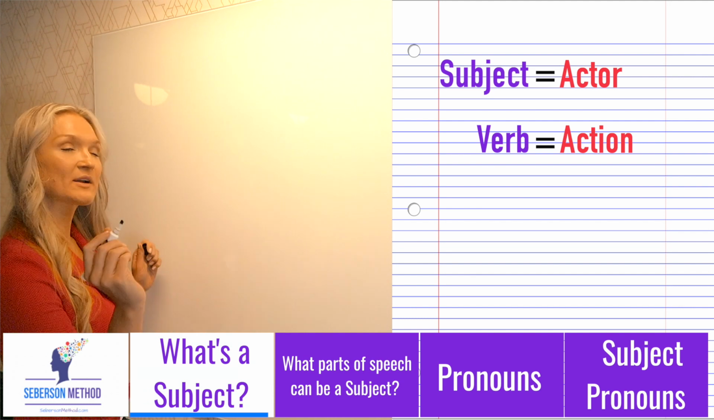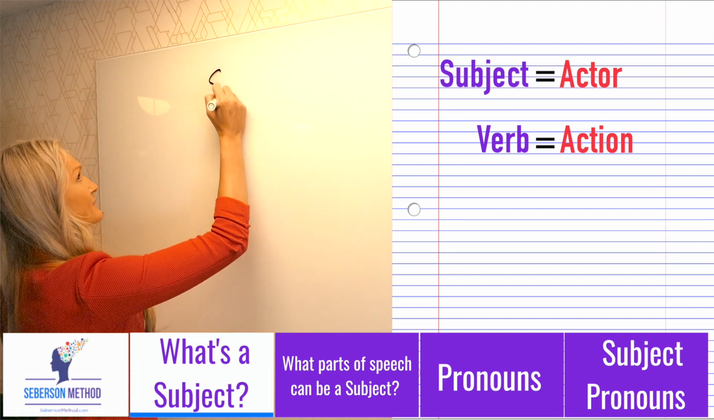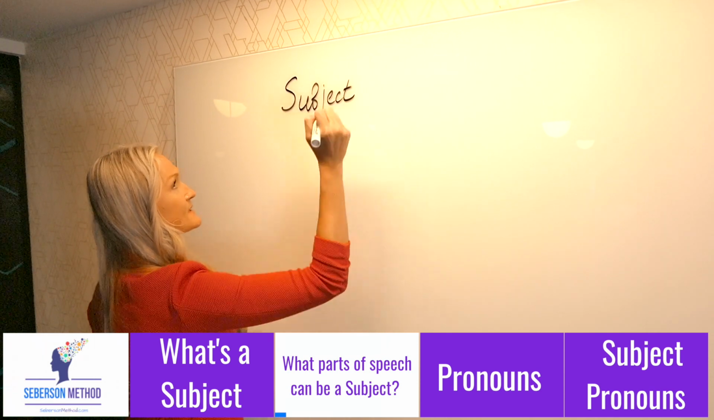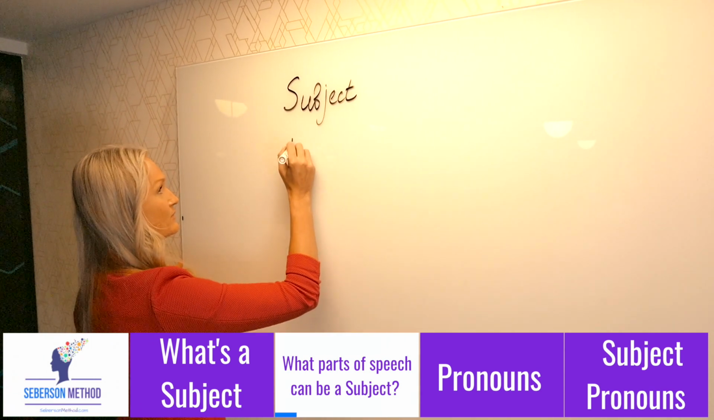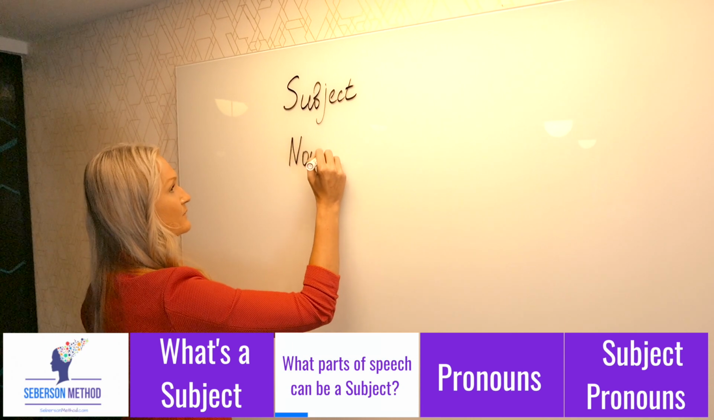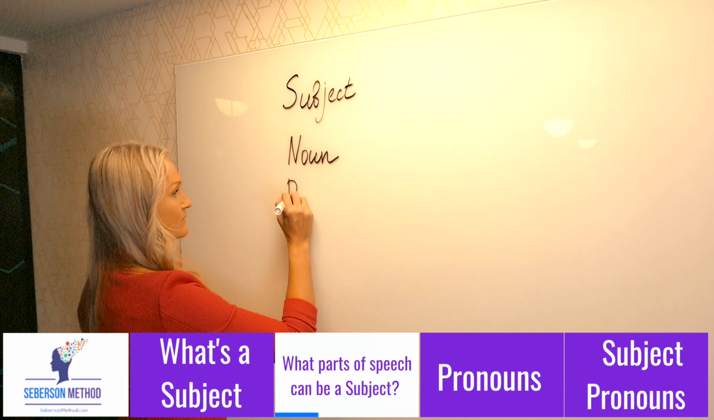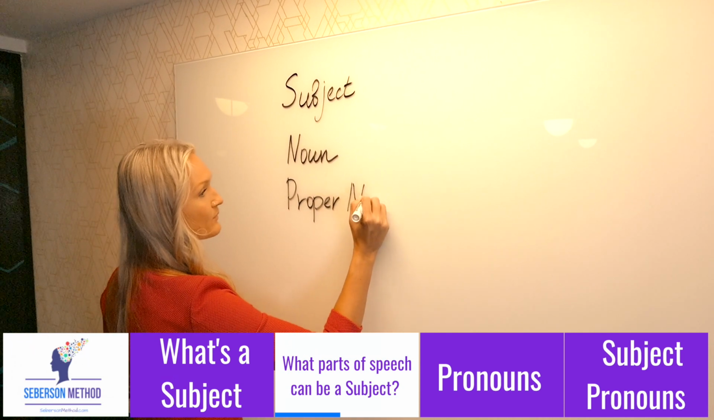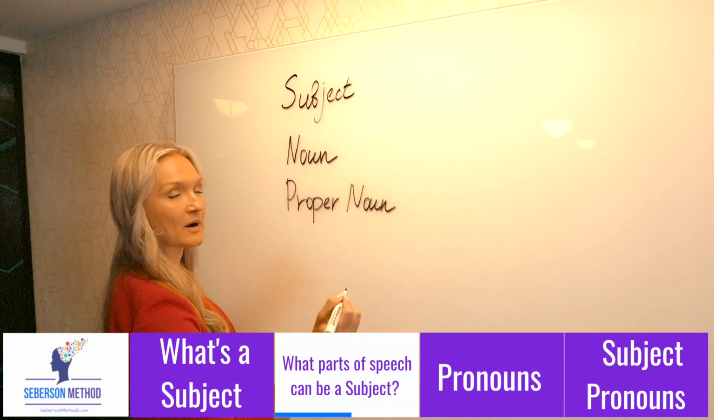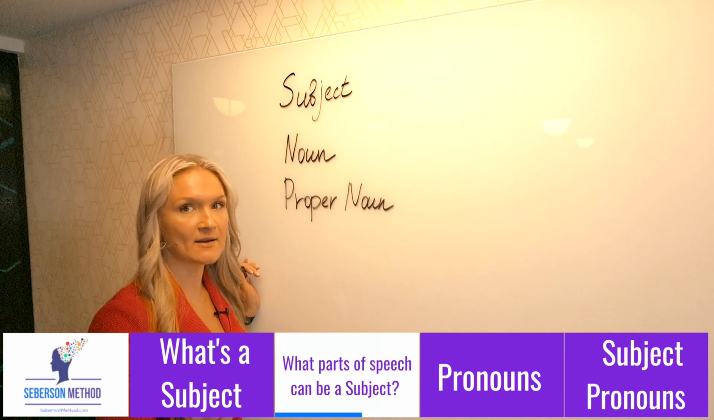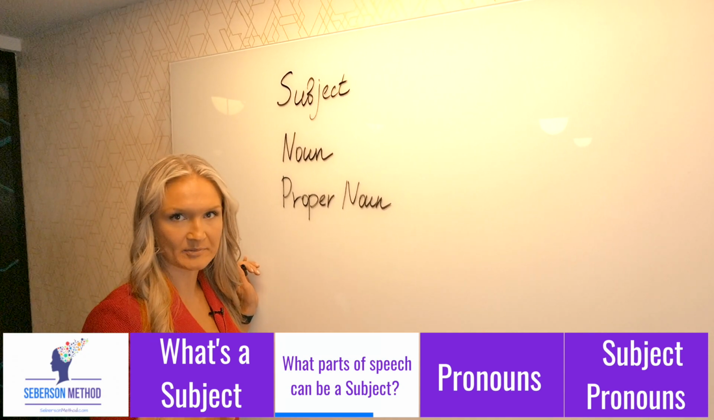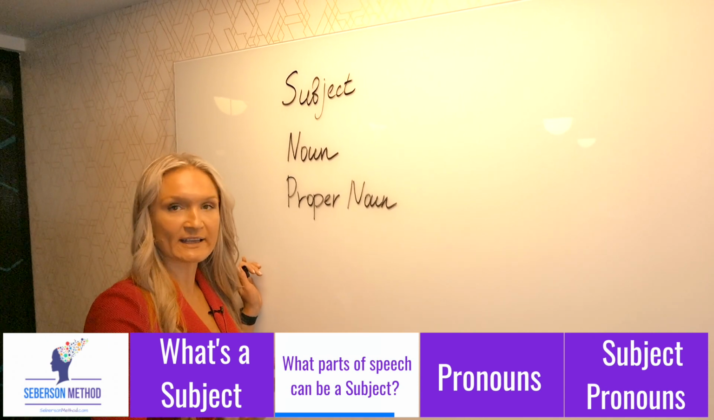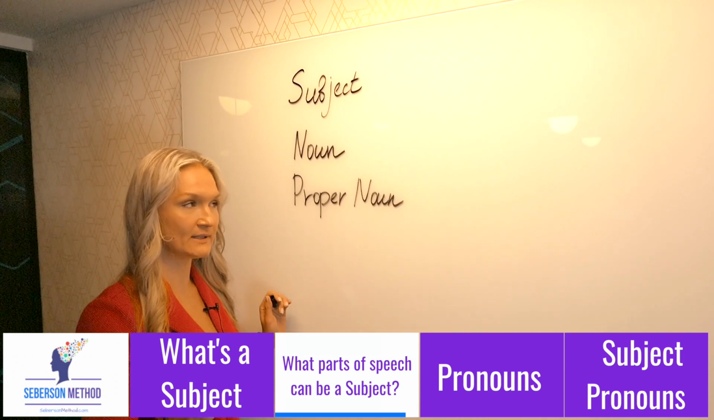There are specific parts of speech that could be a subject. A subject could be a noun, a proper noun, and if you guys don't know what a proper noun is, it's any name or any word that begins with a capital letter. Chicago, New York City, Katya, Morgan, all of those are going to be proper nouns.